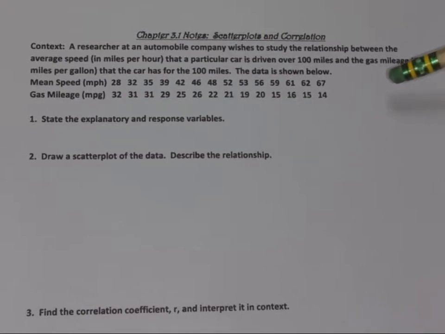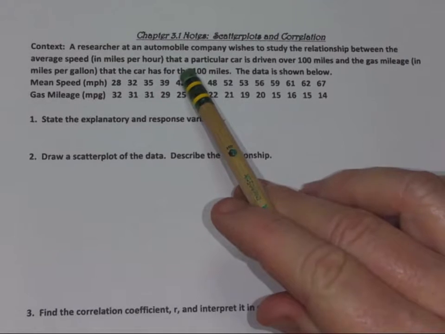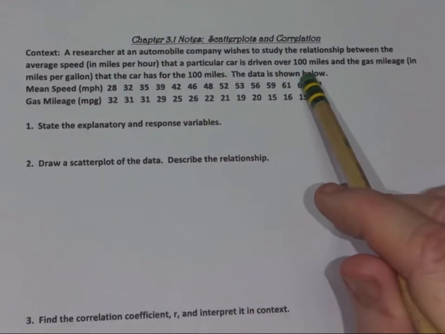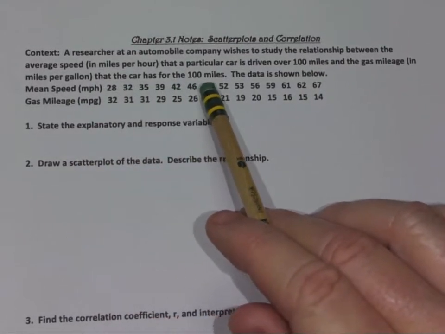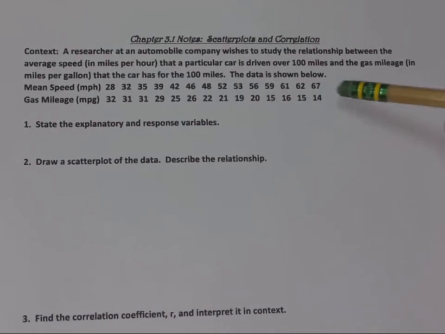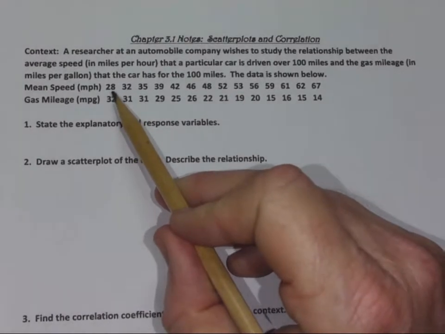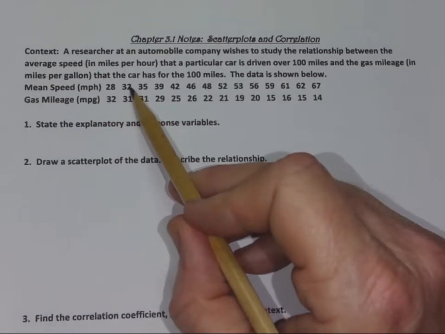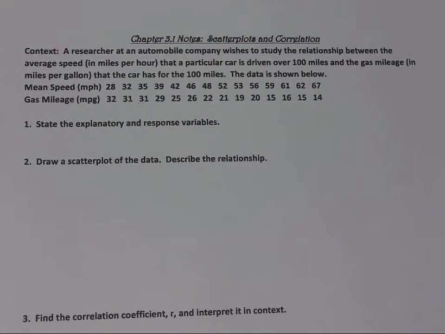It says a researcher at an automobile company wishes to study the relationship between the average speed in miles per hour that a particular car is driven over 100 miles and the gas mileage in miles per gallon that the car has for the 100 miles. First thing to notice, these are two quantitative variables. They are numbers, and it's paired data. This car averaged 28 miles an hour and got 32 miles per gallon. This car averaged 32 miles per hour and got 31 miles per gallon. So this is regression data.